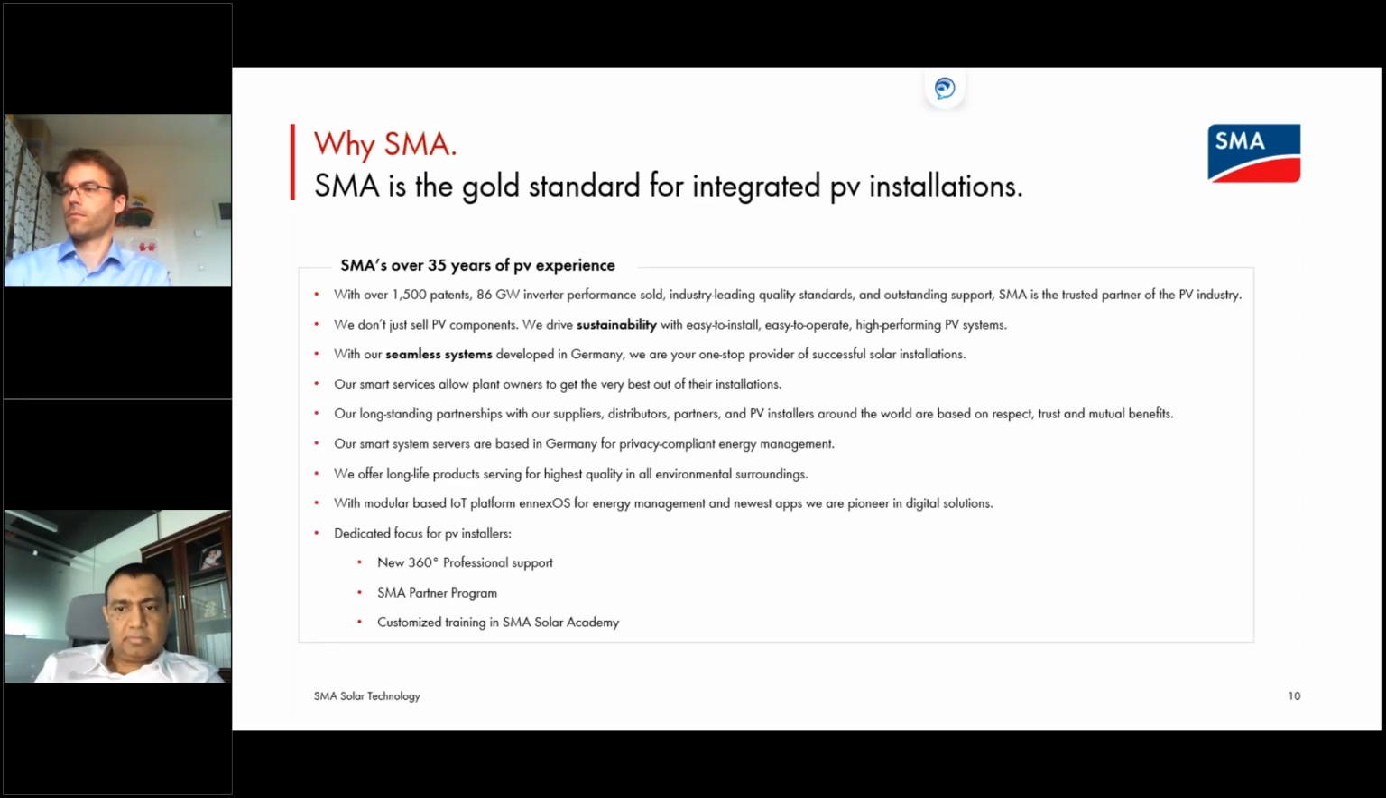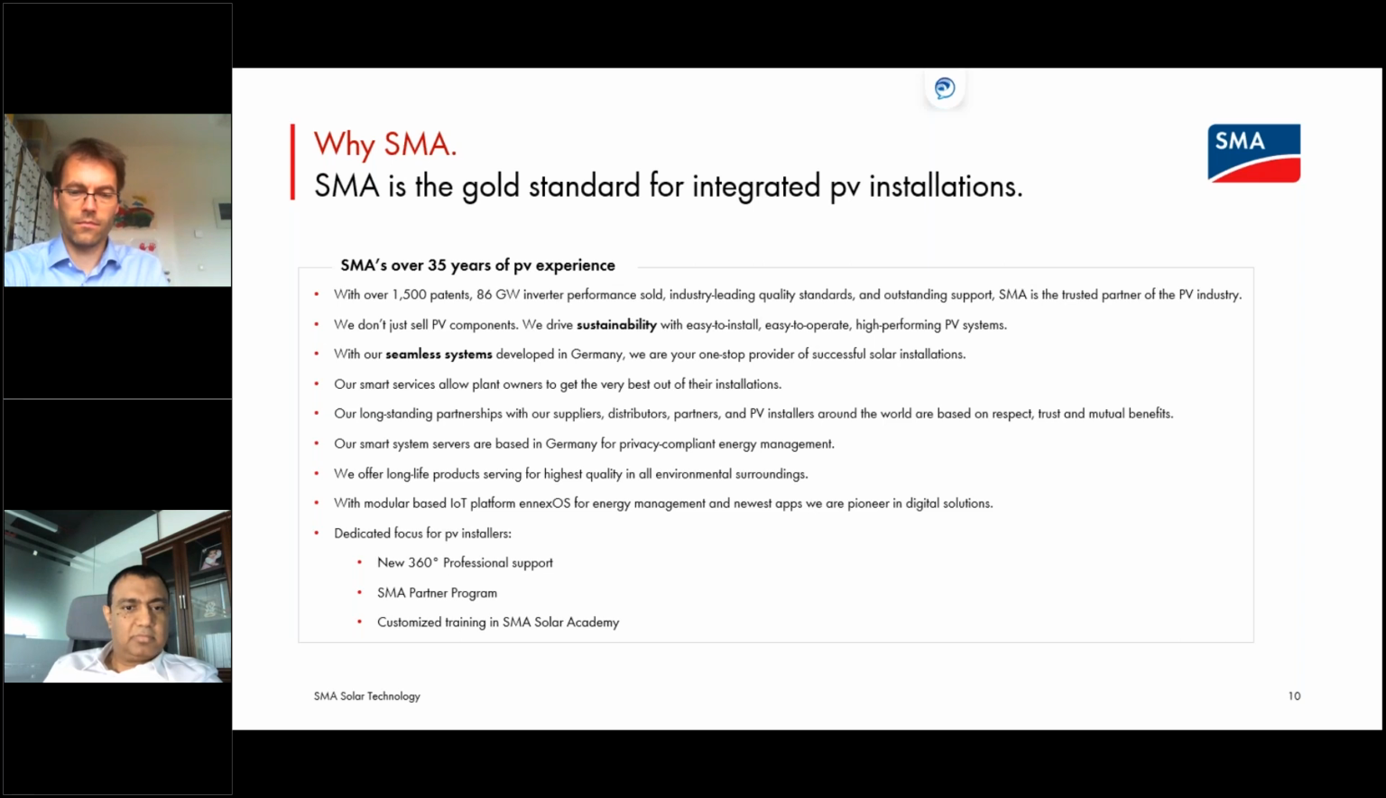Some words again about SMA. So Mr. Verma has already mentioned we are in the field of the PV business almost 35 years. We were founded in 1981. We do have over 1,500 patents, more than 85 gigawatts of inverters deployed in the world. We are not talking just about PV inverters, but also about battery inverters. And we are still on the market as a German company.